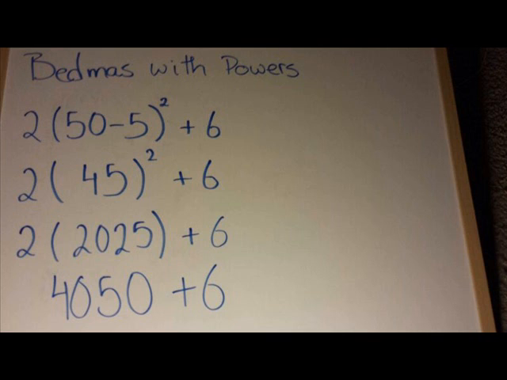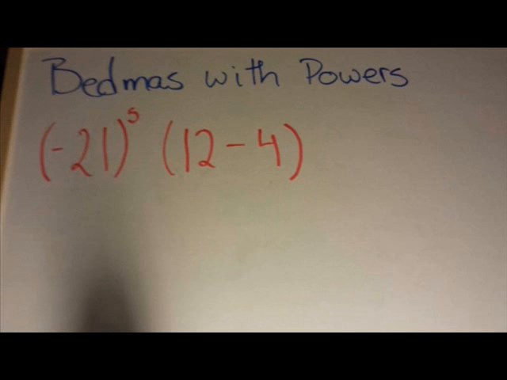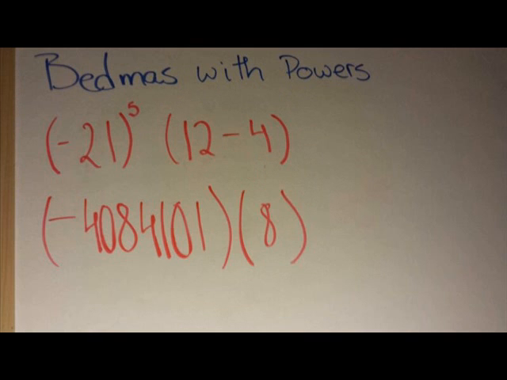So 4050 plus 6 equals 4056. Now we're getting into even harder questions. So here we go. Negative (21 minus 5) squared times (12 subtract 4). So we have to do the brackets first, but I'm going to do the square too.